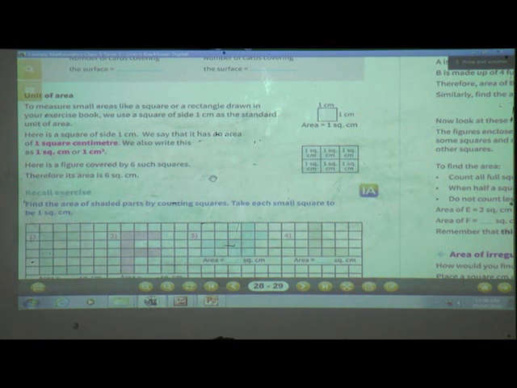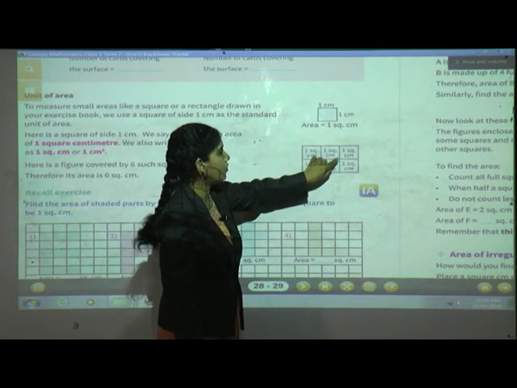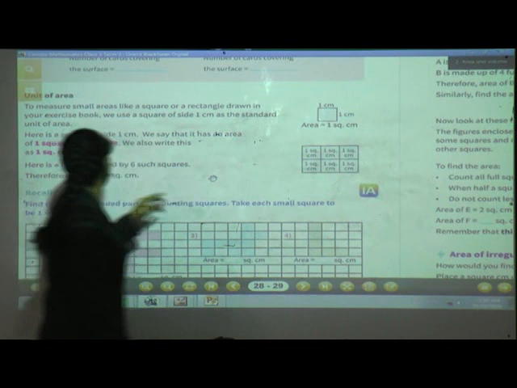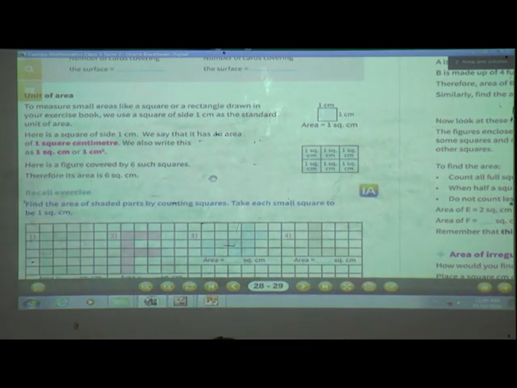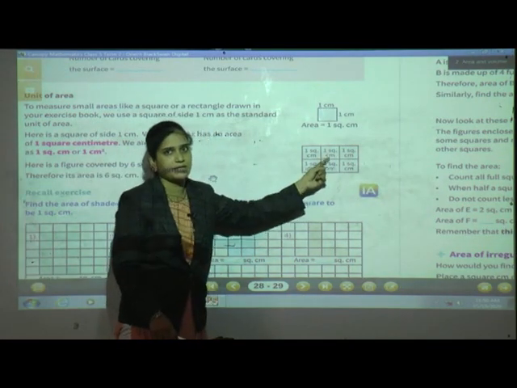Here is a figure covered by 6 squares. Here are the 6 squares. 1, 2, 3, 4, 5, 6. Therefore its area is 6 square centimeter. Its area is 6 square centimeter.